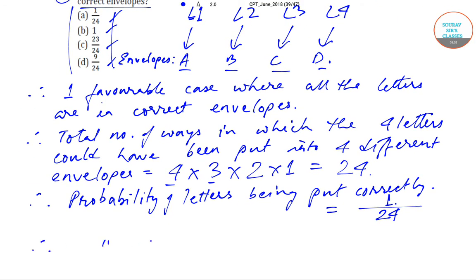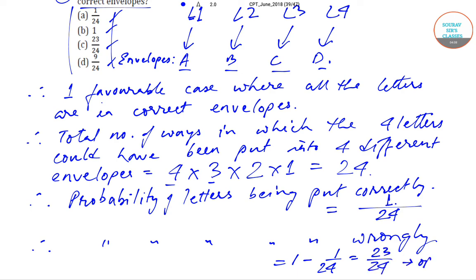Therefore the probability of letters being put wrongly, or in wrong envelopes, is 1 minus 1 by 24, which is equal to 23 by 24, which is option C. So option C over here is the correct option.